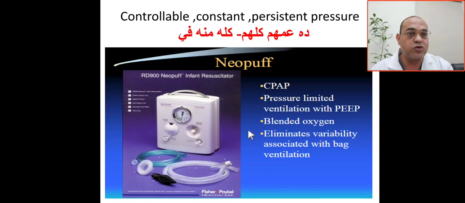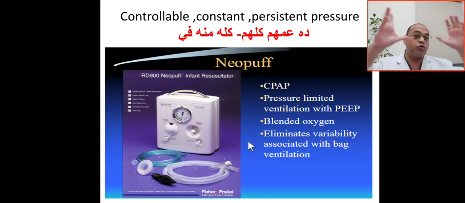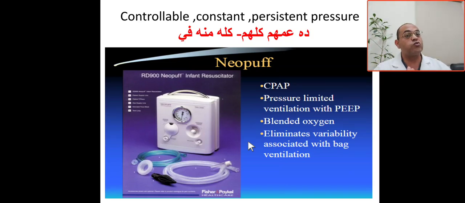And the last one is to eliminate the variability associated with bag ventilation. What is this variability? Regarding the oxygenation, as I mentioned, the self-inflating bag will give you 40% oxygen unless you put the oxygen reservoir, open or closed, to give you more than 90% or 100%. So it will eliminate this variable.